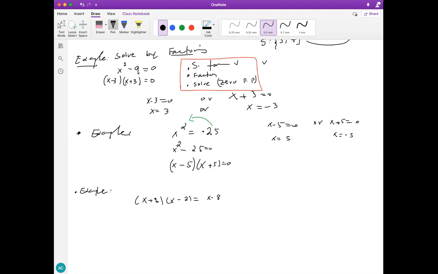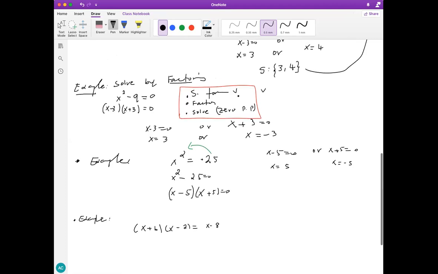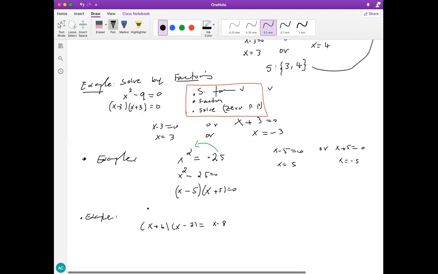Okay, so there's another quadratic equation. It doesn't look as simple as the other ones, but again, we're going to try to do the same thing, these 3 main steps. So how do you handle this? What do you think we do first?